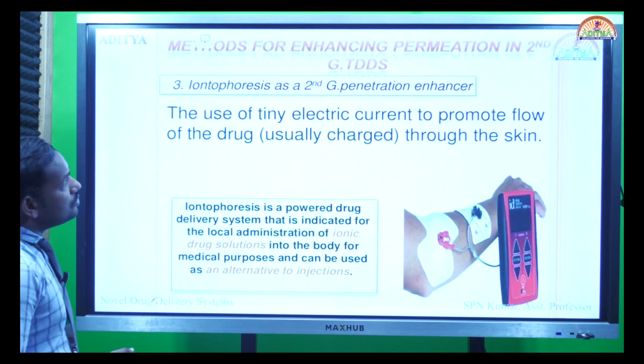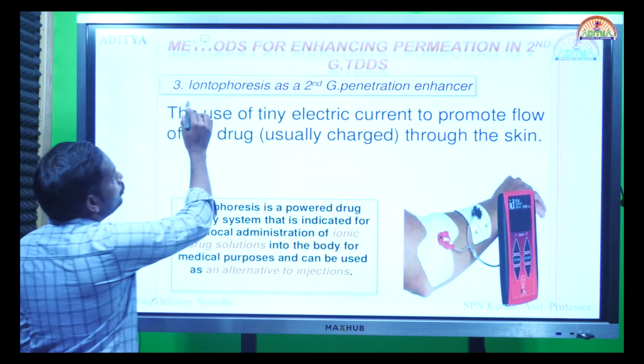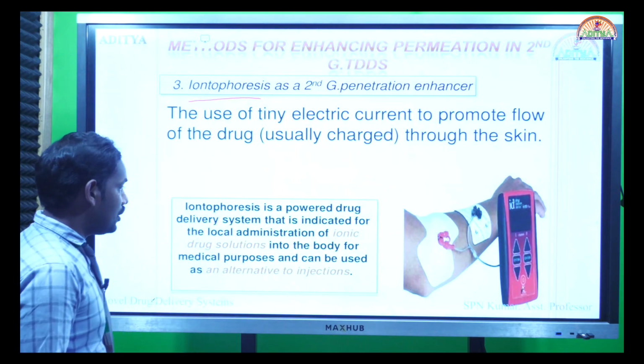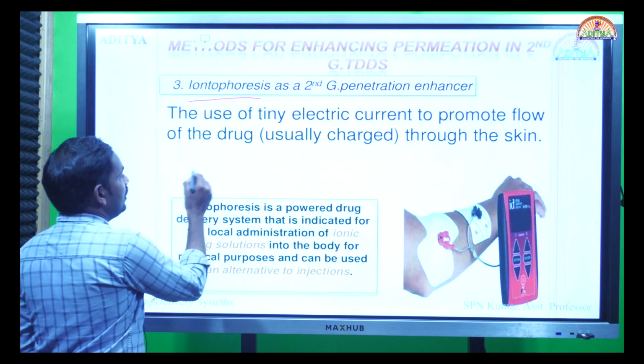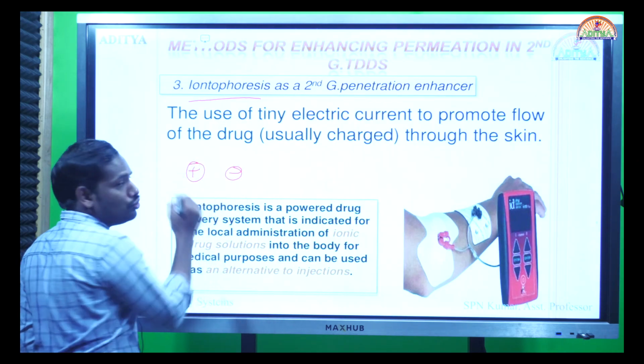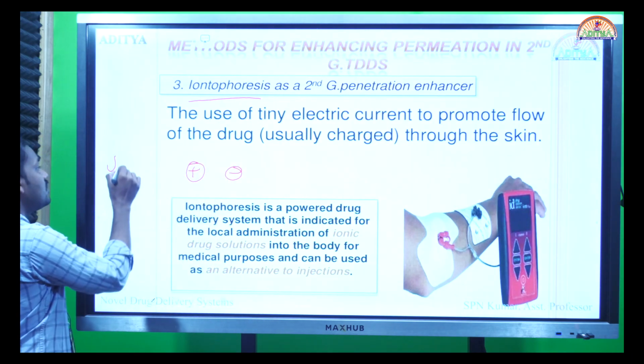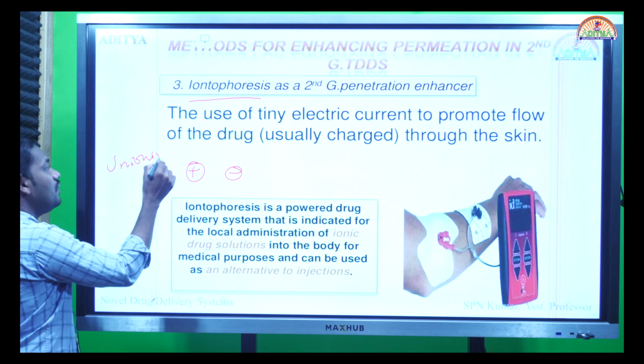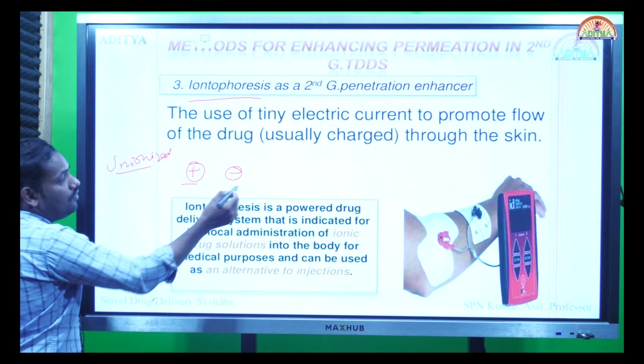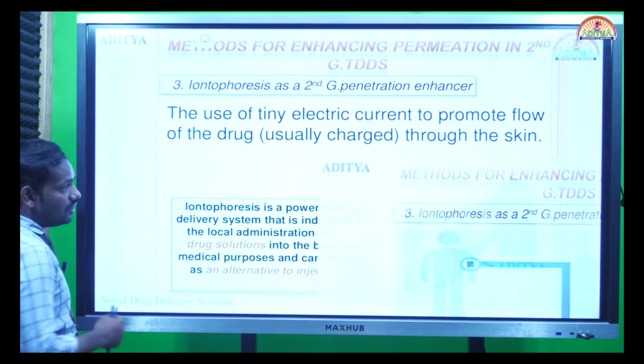So this is also third generation, where we are using iontophoresis. Iontophoresis is where we can use electrical current to deliver positive and negative drugs. Usually drugs in the unionized state can only be absorbed. So what if your drug is in ionized state? We can use iontophoresis to deliver the drug into the skin.